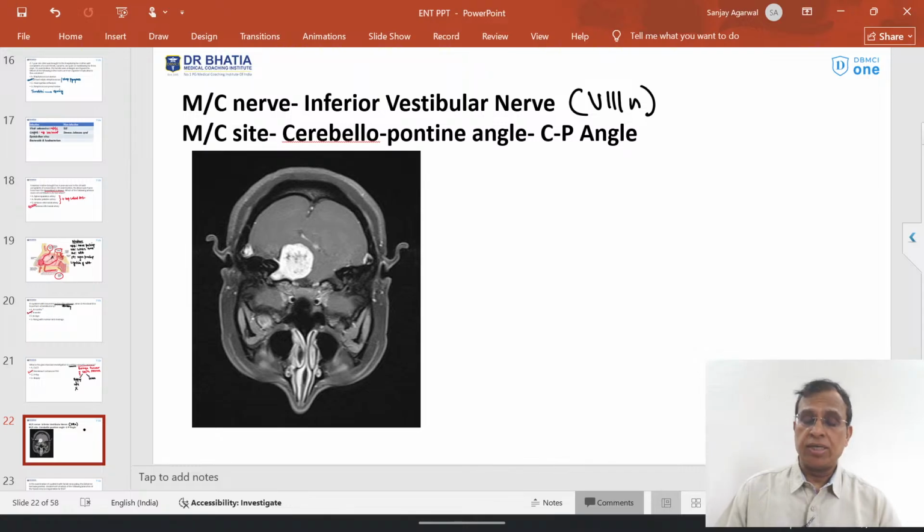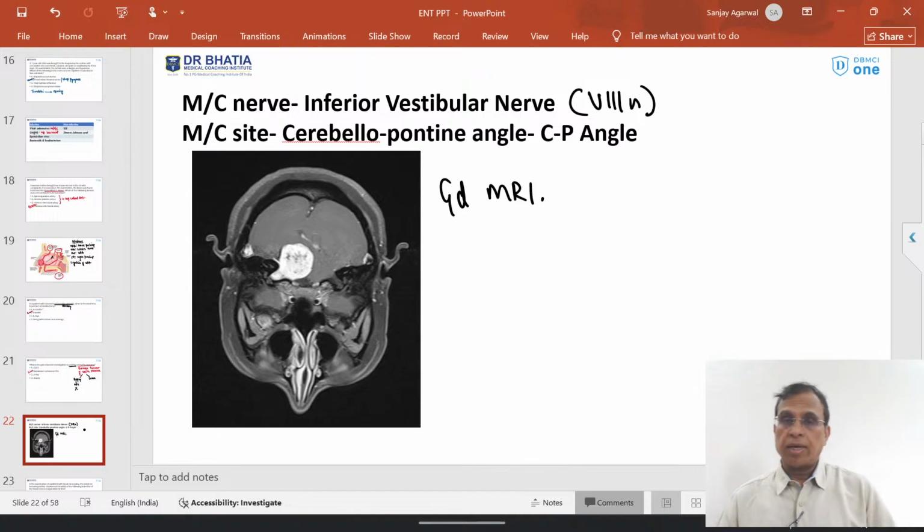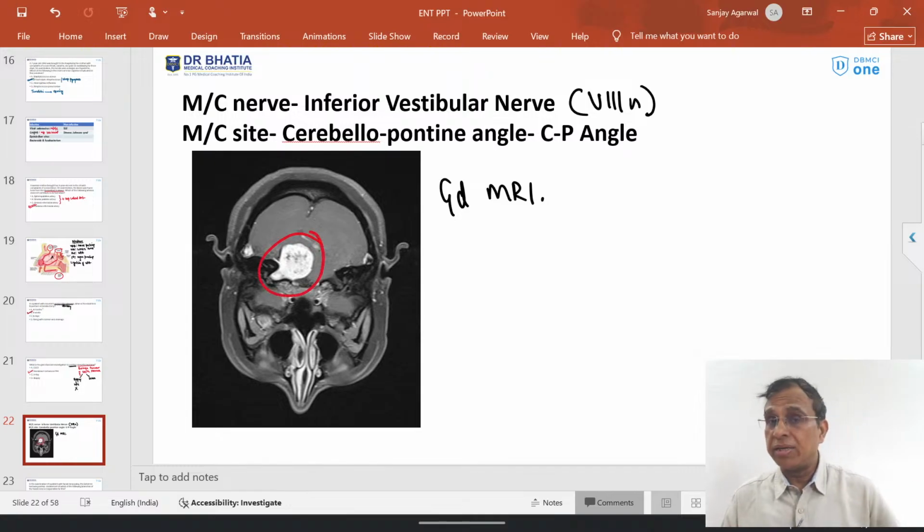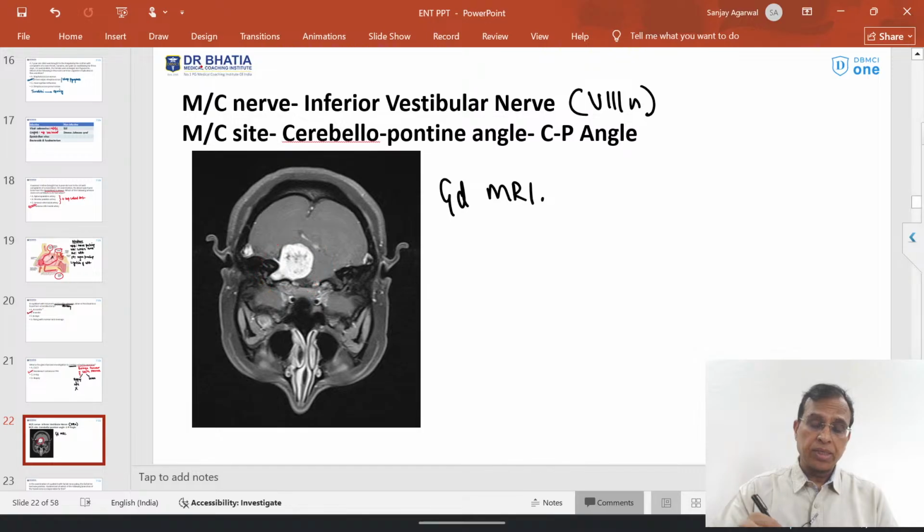And the second important point is the site. It is most commonly seen in the cerebellopontine angle, जिसको CP angle बोलते हैं. And this area lies deep inside the brain. To know where this area is, look at the MRI image. This is the gadolinium MRI. In short, we call it GD MRI. And that white thing is a tumor. You can make out that it is almost in the center of the brain. है ना? एकदम brain के बीच में है. This area is called CP angle. That's why I told you biopsy is very difficult, impossible. अगर आप इसमें biopsy लेने की कोशिश करोगे तो कुछ ना कुछ complication हो जाएगा.